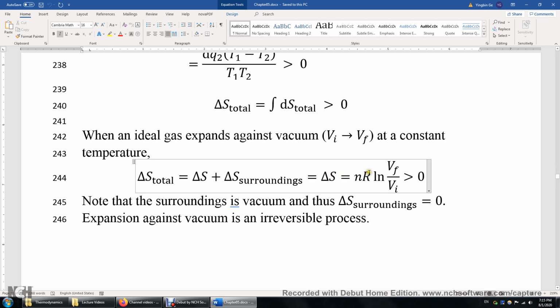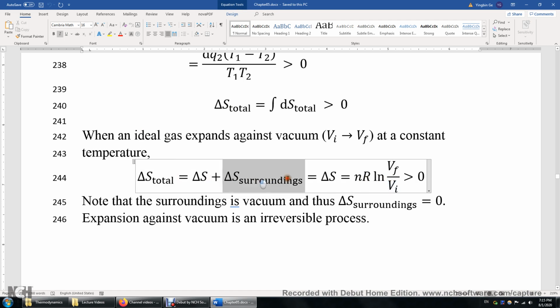So what we can do is we can look at the final state. This is the final state. We have Vf final state over initial state times nR. What about the temperature? The temperature of the ideal gas remains constant. Again, over here, it's a constant. Why? Again, the interaction is between the system and the vacuum. Therefore, the energy of the system remains constant. Therefore, the kinetic energy of the system remains constant because it's an ideal gas. Therefore, the temperature is a constant. So anyway, delta S, that's the entropy change of the system, is this.